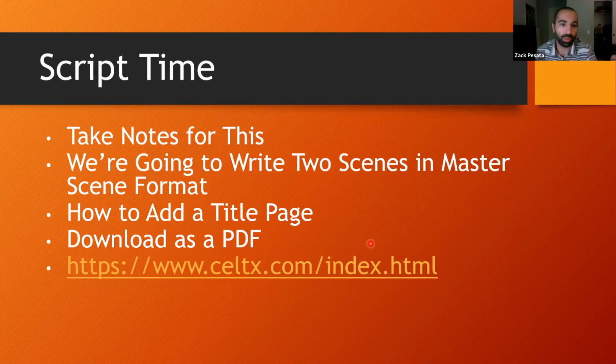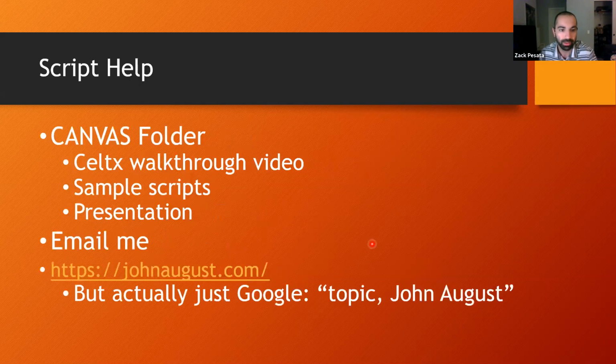Okay, so we're going to write a couple of scenes in master scene format, and there are a couple of things they've updated since I made that video: how to add a title page and how to download your script, because for the extra credit assignment, you have to actually submit it. So I'm going to show you how to add a title page and download in addition to writing two scenes. So here we go.